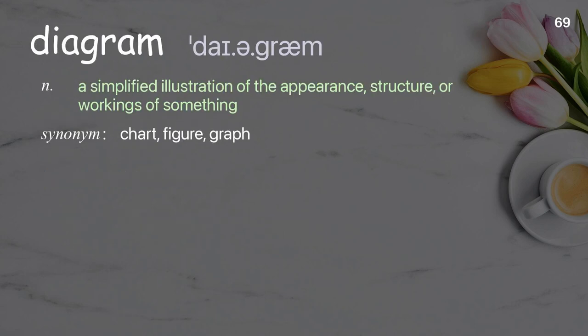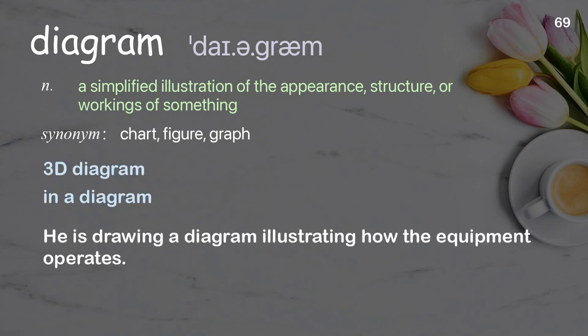Diagram. A simplified illustration of the appearance, structure, or workings of something. Examples: 3D diagram, in a diagram. He is drawing a diagram illustrating how the equipment operates.